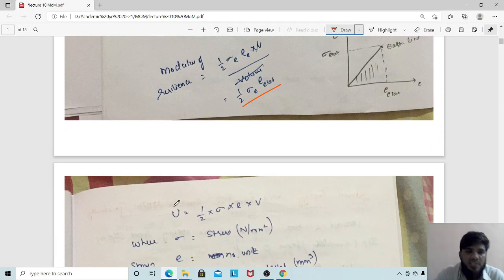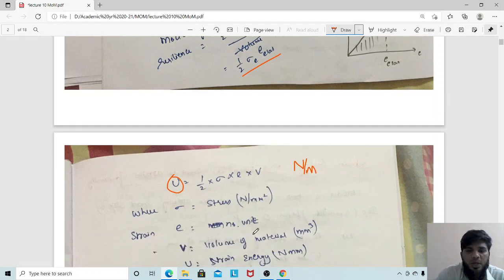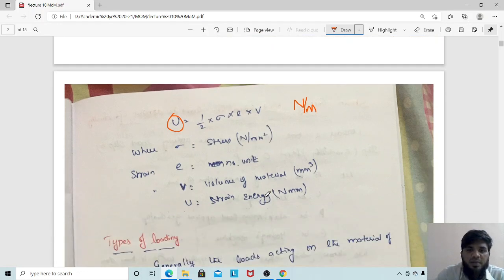Now strain energy is generally denoted by the symbol U. Let us take the dimensions of this. For example, the unit of stress is Newton per mm square, which I have already drawn here. Strain has no units, whereas volume has millimeter cube. So what is the unit of strain energy? It is Newton per mm square times mm cube, that is Newton mm.